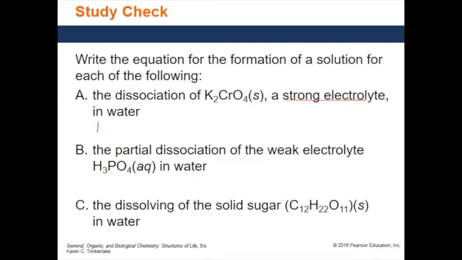So this would be K2CrO4 solid. It will dissociate in water, which is liquid, to give us potassium ion. Again, this is 1 ion and this is a polyatomic ion, CrO4 2 minus. This will be aqueous. This will be aqueous as well. How many potassium? 2.